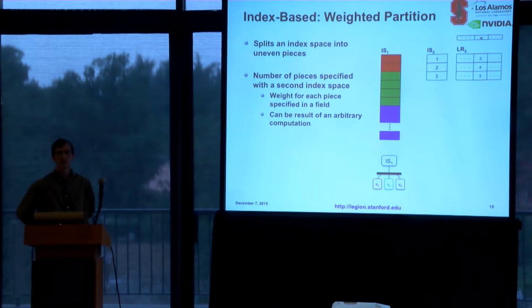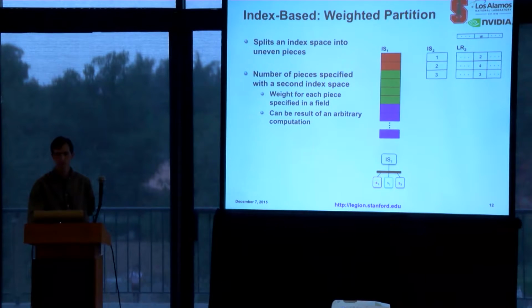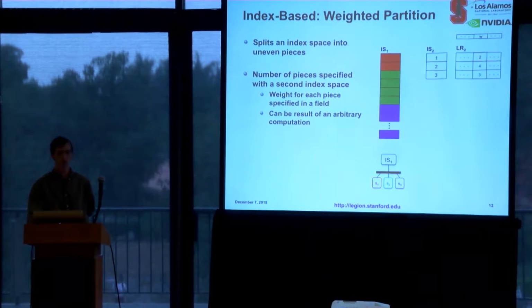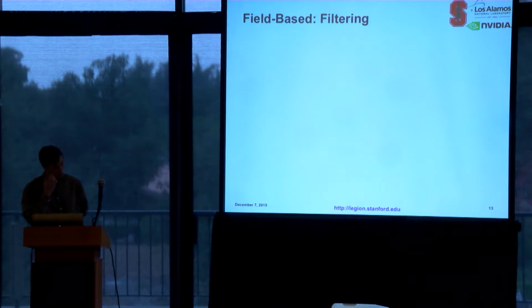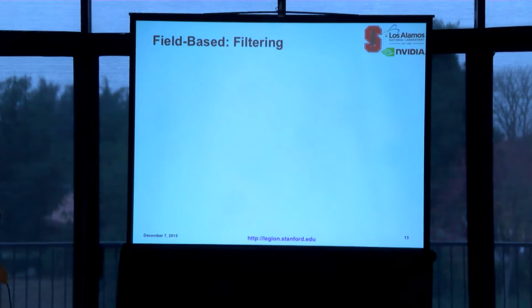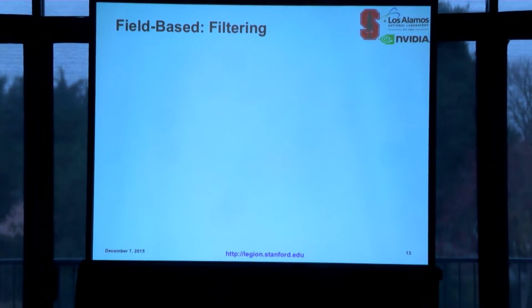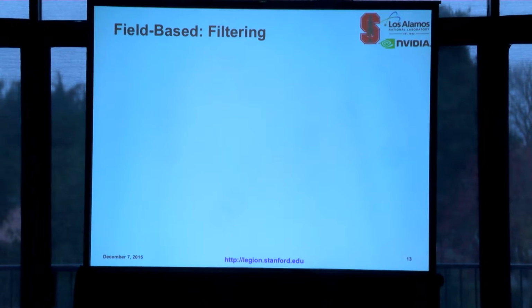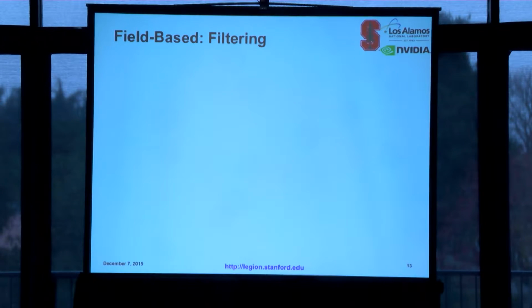Okay, so that's going to lead into the more powerful way we're going to use field data to compute a partition, and that's filtering. Technically, that other thing used a field, but it was a field not on the index space we were partitioning, so I lumped it in the index-based category. This one is going to use data for the index space that we're partitioning.